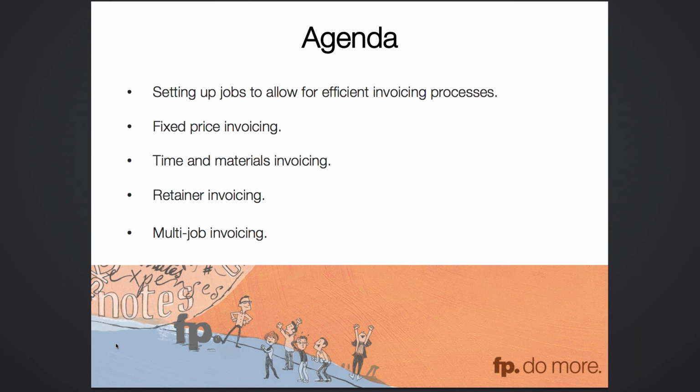All right. So yeah, I just wanted to quickly cover that agenda. First, we're going to go over setting up jobs, as we mentioned. Then we're going to cover the process for invoicing fixed price jobs, time and materials jobs, and retainers individually, one by one. And then we're going to look at multi-job invoicing. In fact, I might even cover the retainers in the multi-job invoicing and just combine those. So that's the order we're going to review things today.